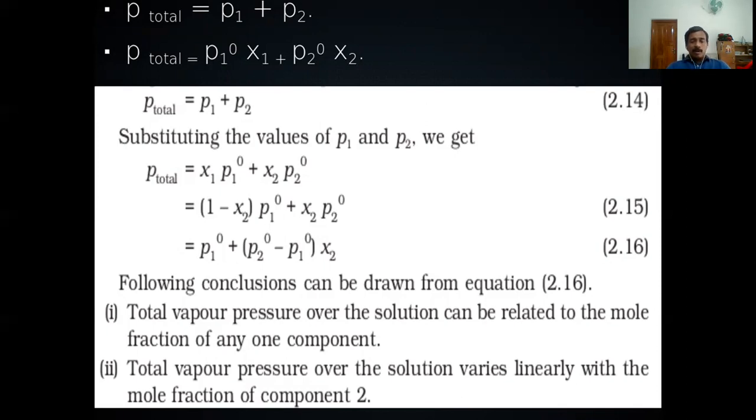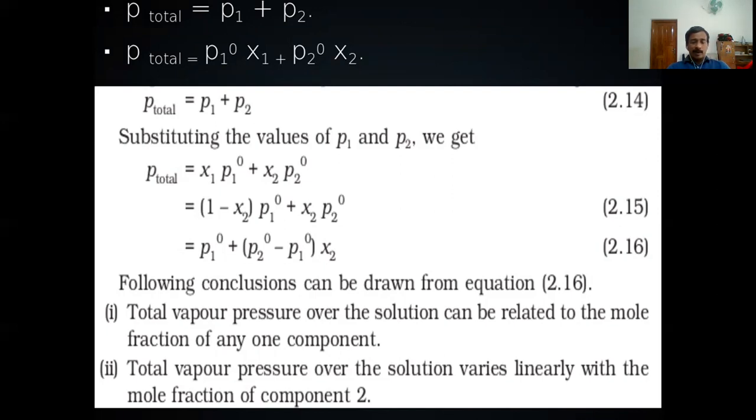Now another expression of Raoult's law. P total is equal to P1 plus P2. Substituting the values of P1 and P2, we get P total is equal to x1 P1 0 plus x2 P2 0. But we know in a binary solution x1 plus x2 is equal to 1. So x1 is 1 minus x2. Substitute it: (1 minus x2) into P1 0 plus x2 into P2 0. Then P1 0 minus x2 P1 0 plus x2 P2 0. If you take x2 outside, P1 0 plus x2 times (P2 0 minus P1 0).